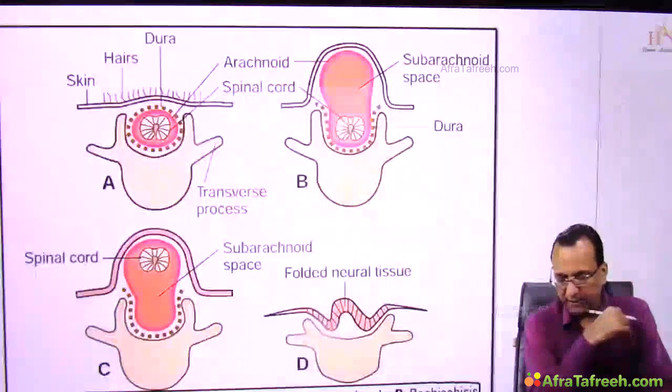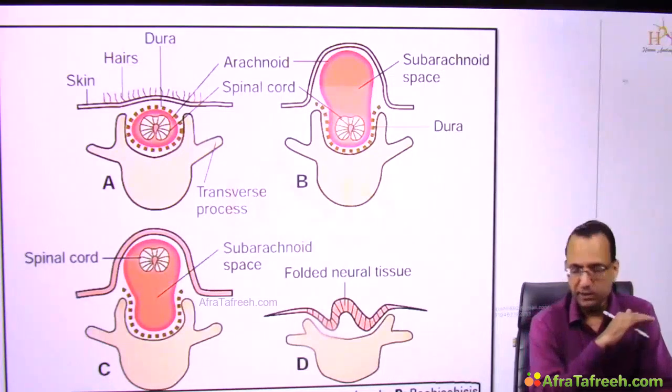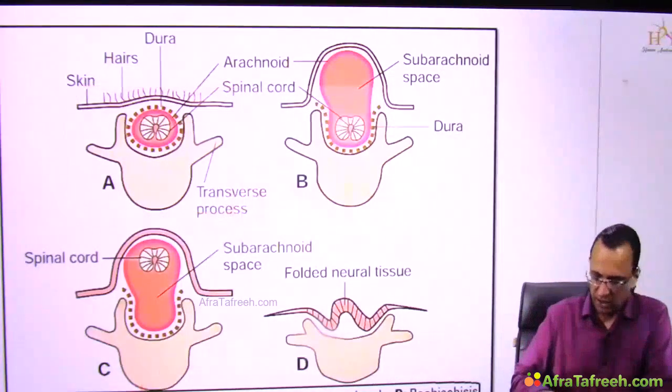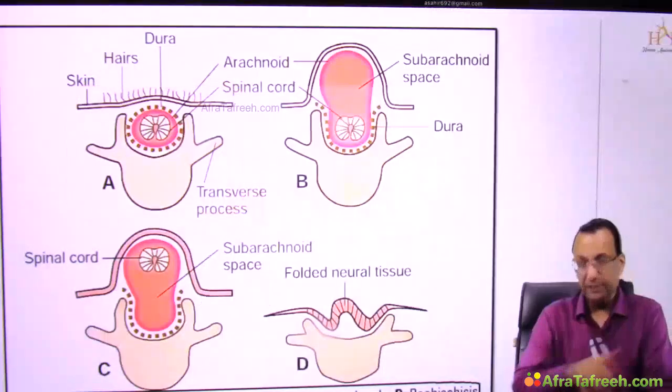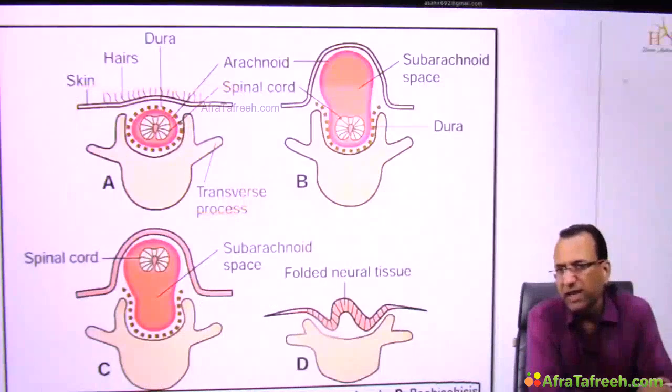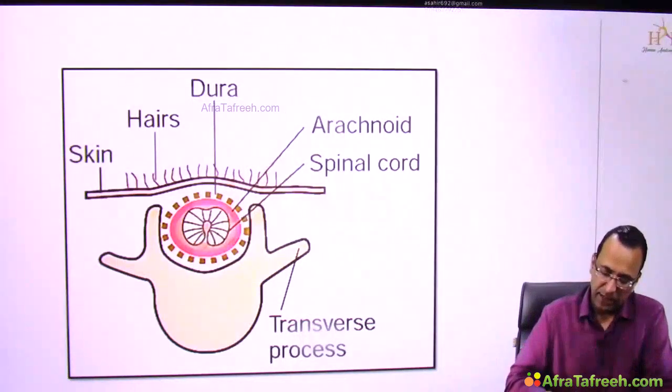Now let us look at the details of spina bifida. The most common type of spina bifida is spina bifida occulta. What is occulta? Occulta means hidden. Hidden means it is hidden. You don't know it is existing. The most common type of spina bifida is spina bifida occulta.